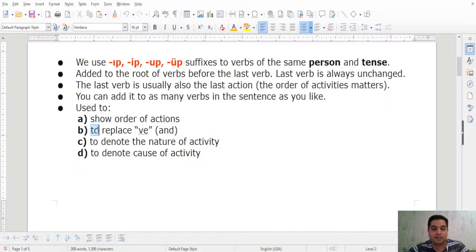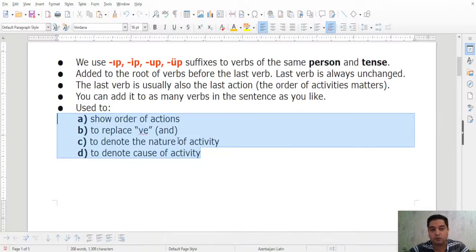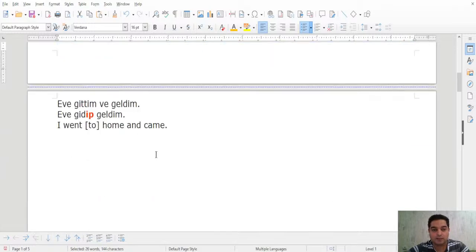Then we use it to replace the and conjunction, and again we will see that in an example. The third, we will denote the nature of activity, which means how we did it, okay, using what, through what, and the last one is to denote the cause of activity. Okay, so let's look at the examples, and they will be much more clear in the examples. These 4 cases, I will show them, why or how it happens.